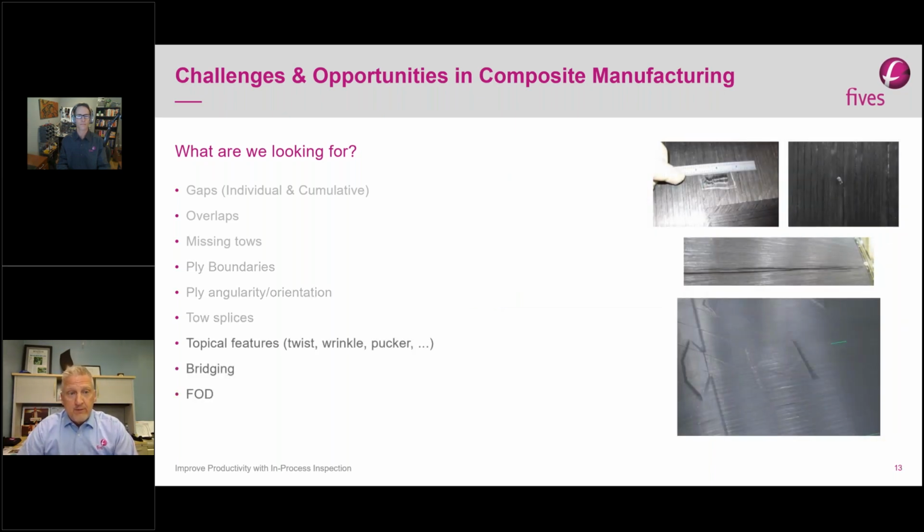And then the last group includes topical features, which are twist, wrinkles in this area here, and also what we can call puckers, no technical term. Bridging, so when you go up over top of a feature, to make sure that you have good adhesion and no bridging, and then also FOD, which is foreign object detection, where someone may have dropped something on the part, backing film or something similar. All 9 of these features or groups need to be identified.